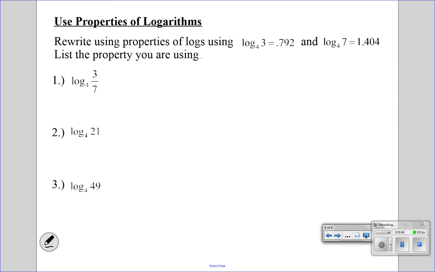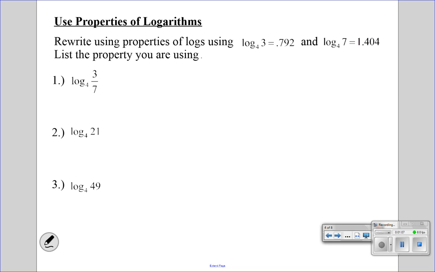So we're going to first do this with numbers. It says to rewrite using the properties of logs, and using the fact that log base 4 of 3 equals 0.792 and log base 4 of 7 equals 1.404. So the goal is going to be to simplify all of these in terms of log base 4 of 3 and log base 4 of 7.